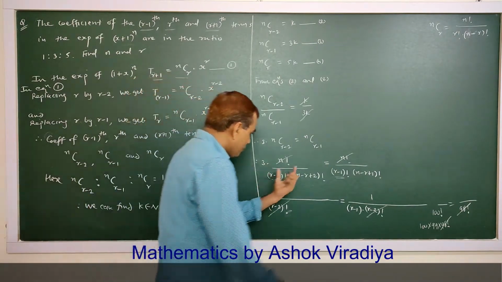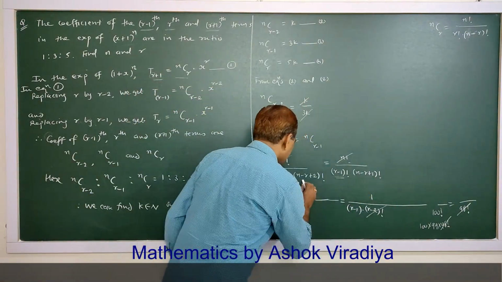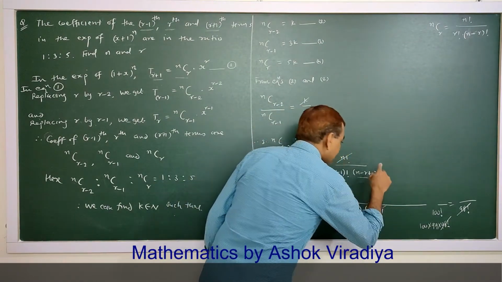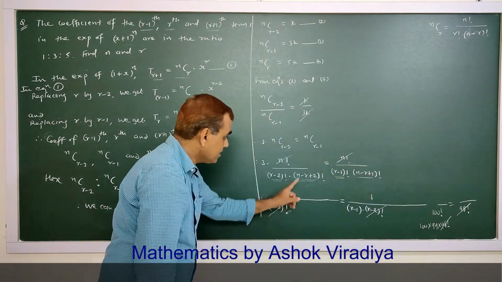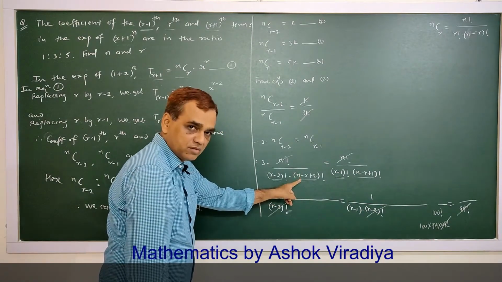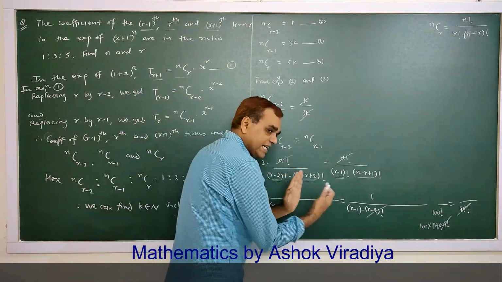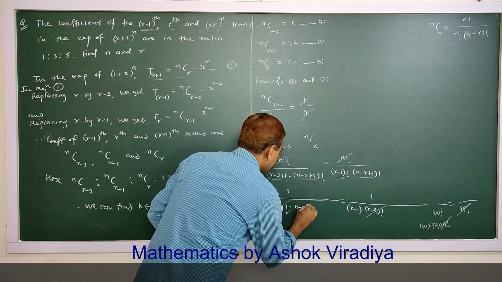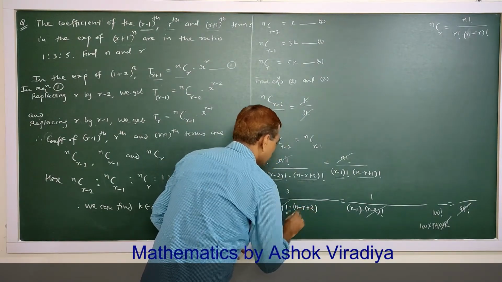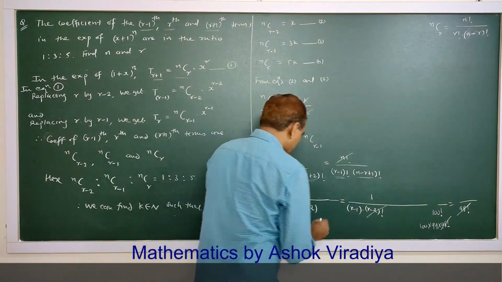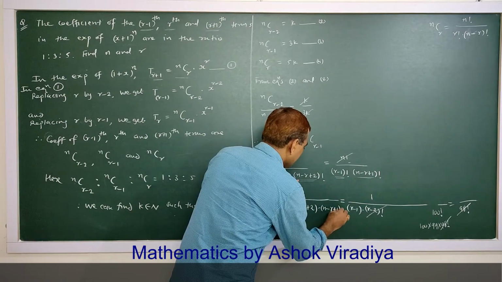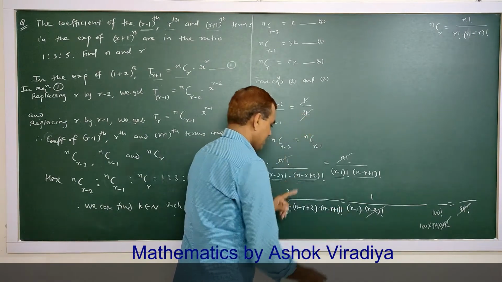Then observe these numbers. This is (n minus r plus 2) factorial, this is (n minus r plus 1) factorial, and this is one more. So this number we convert into the smaller: it is (n minus r plus 2) into (n minus r plus 1) factorial.